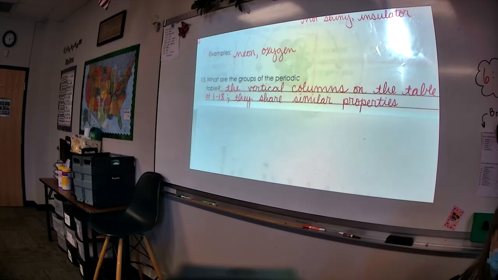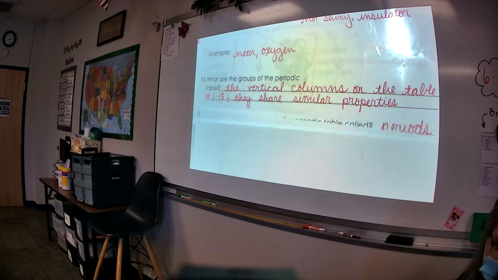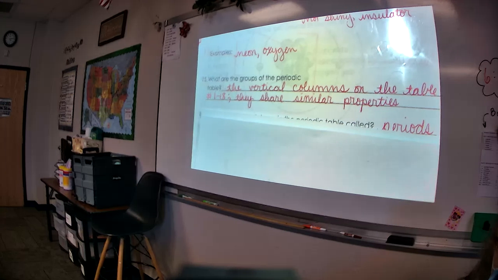Number 16, then, what are the rows called? Imee? Period. And there are 7 of those.